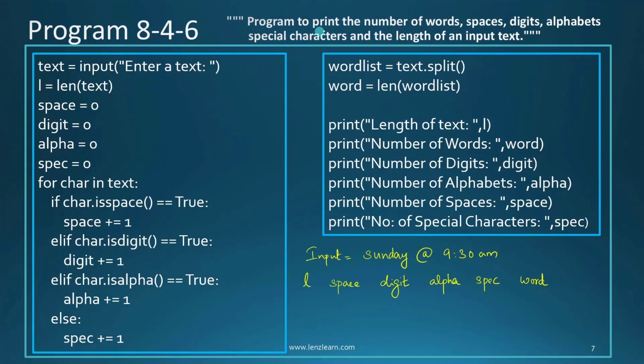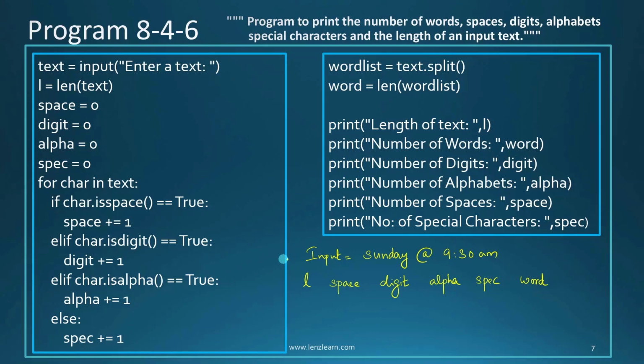So in this program, we have to print the number of words, spaces, digits, alphabets, and special characters and length of the sentence that we input to the program. Okay, so we have to separate all these things, and we have to count how many spaces are there in the sentence, how many numbers are there in the sentence, and how many alphabets are there, how many special characters are there, how many words are there in this sentence, right?